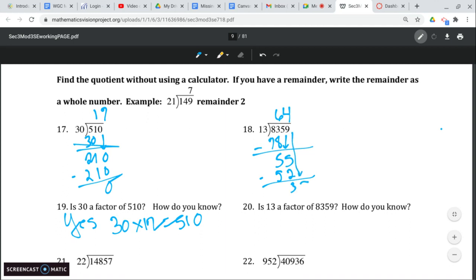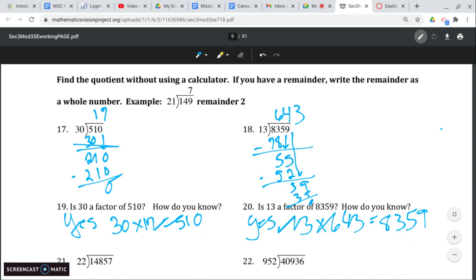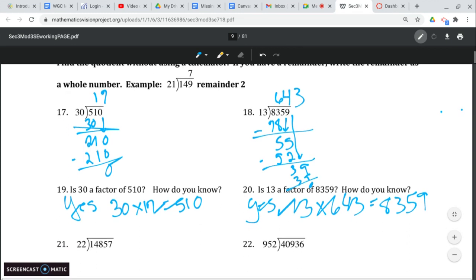Bring down the 9. How many times can 13 go into 39? 3 times. And we get 0. So this is another one that gives us a whole number. So for 20, is 13 a factor of 8,359? Yes. 13 times 643 equals 8,359. So it works out.